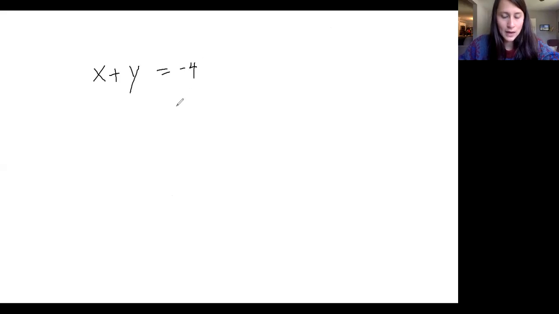Okay, last one that we're going to do together. I'd like you to turn this equation into a graph. So let me walk you through how we would do that. I want you to turn x plus y equals negative 4 into a graph.